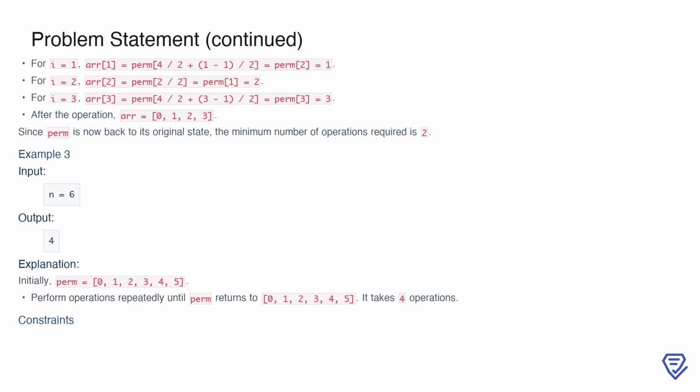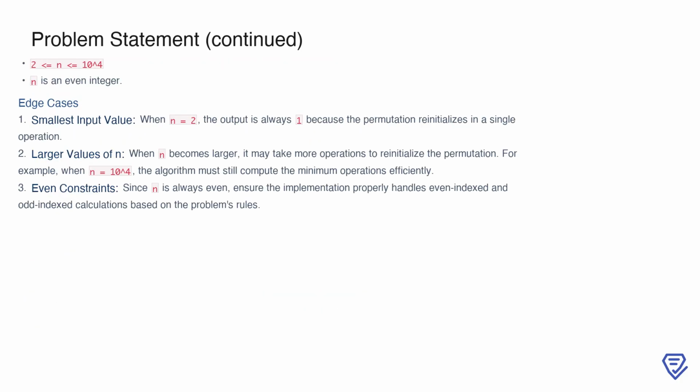In another example, for n equals 6, the initial permutation is 0, 1, 2, 3, 4, 5. In this case, it takes a total of 4 operations to reinitialize the permutation back to its original state. Finally, let's discuss the constraints and edge cases for this problem. The value of n is always an even integer and lies between 2 and 10,000.